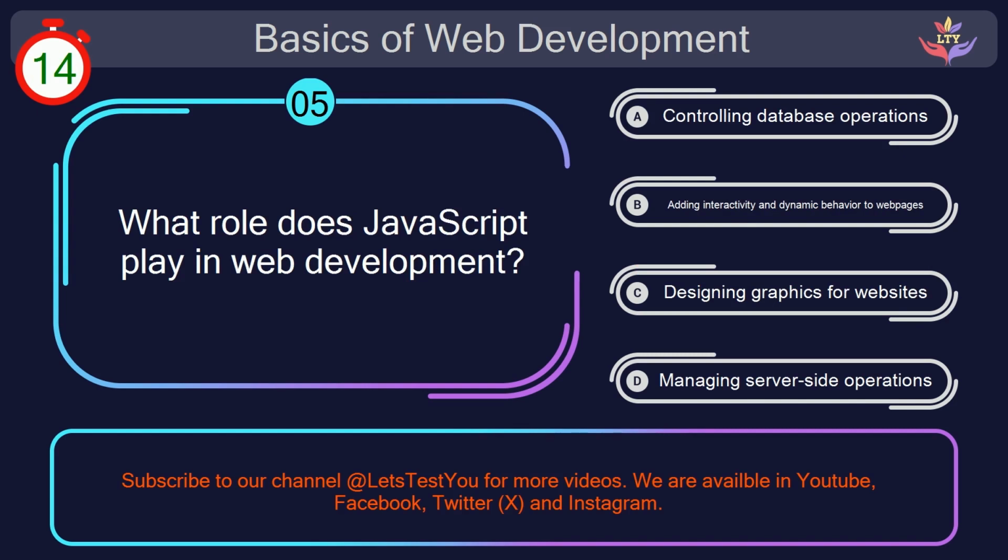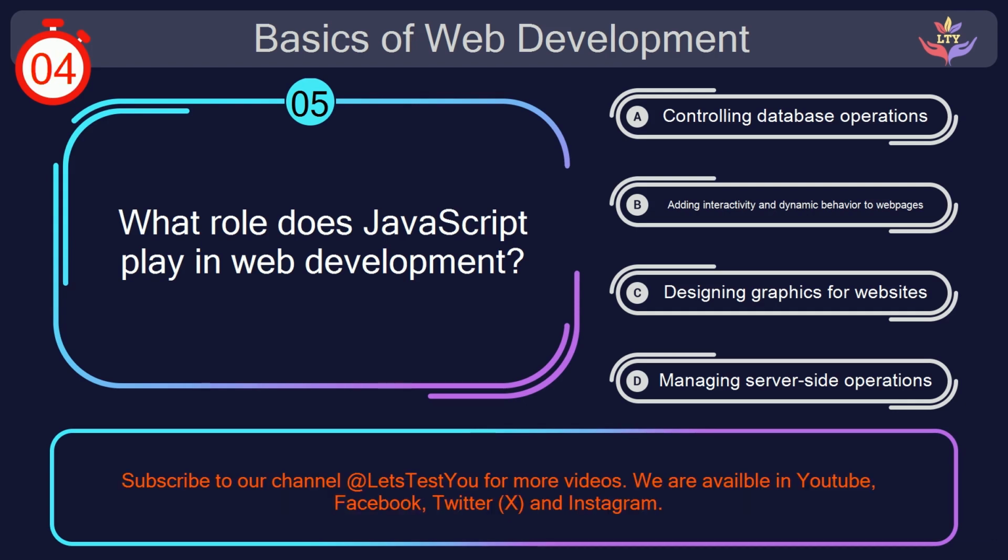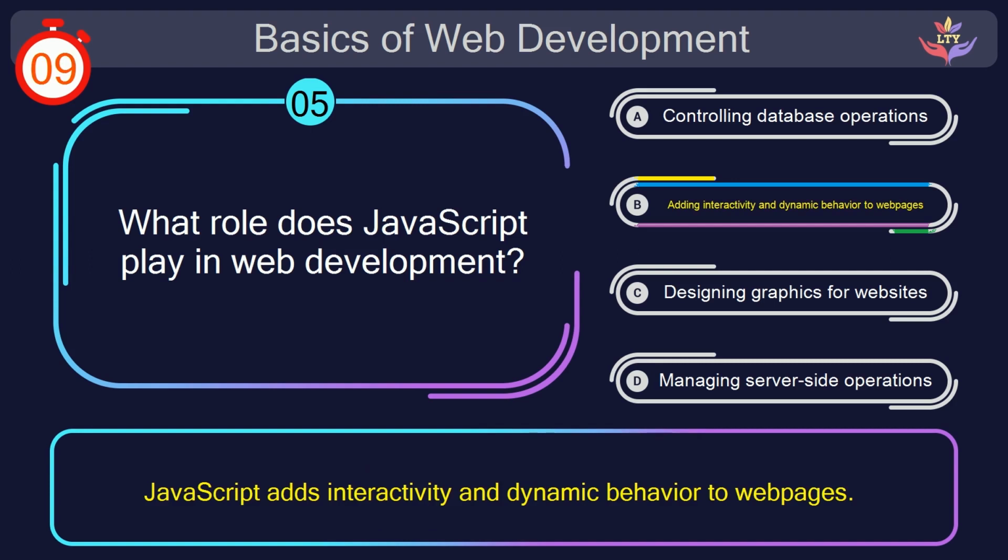Question number 5. What role does JavaScript play in web development? Your countdown started. 10, 9, 8, 7, 6, 5, 4, 3, 2, 1, here we go. The correct answer is option B. Adding interactivity and dynamic behavior to web pages. JavaScript adds interactivity and dynamic behavior to web pages.